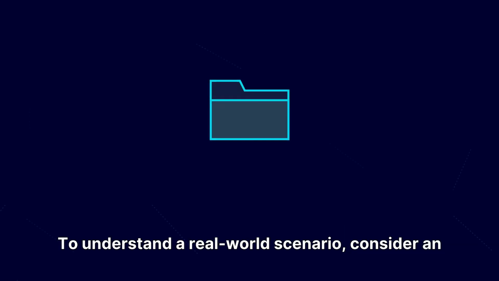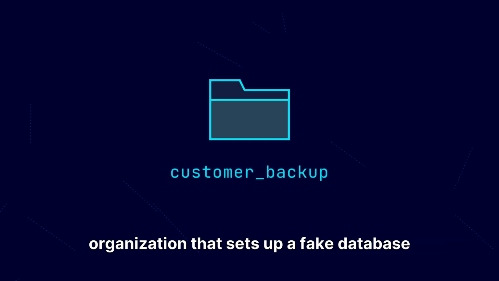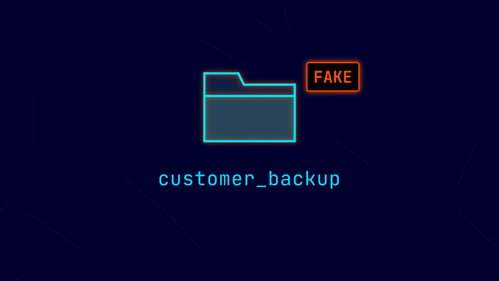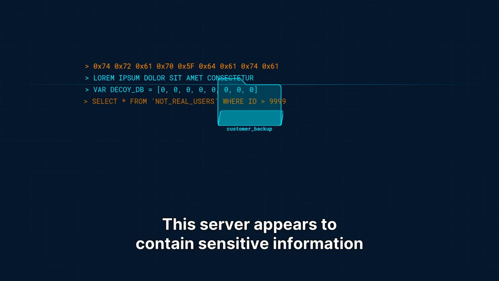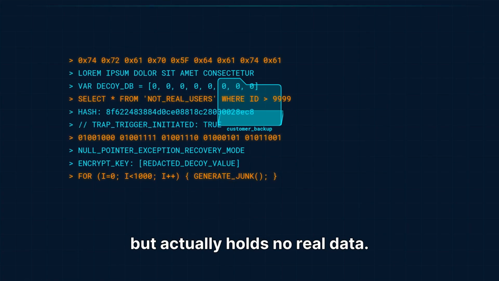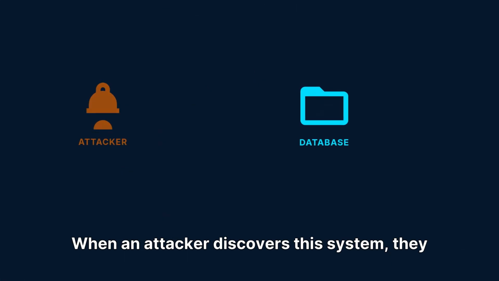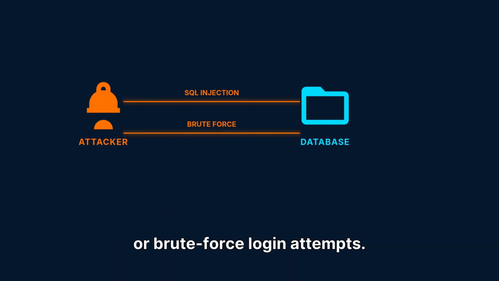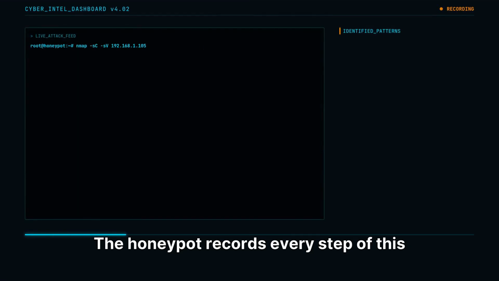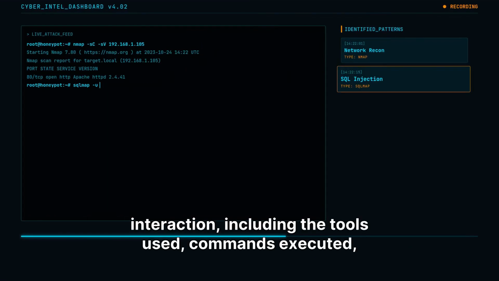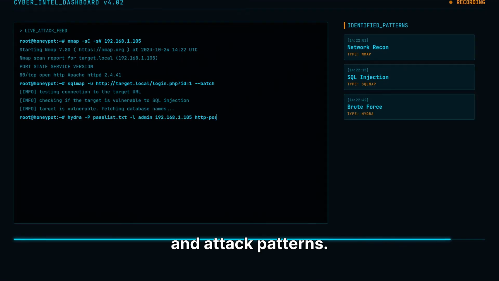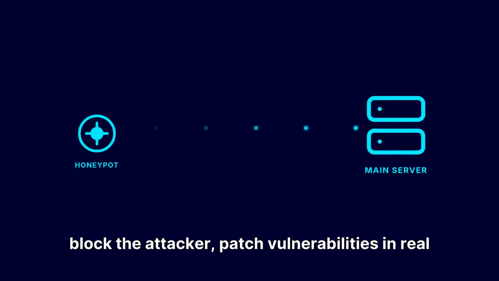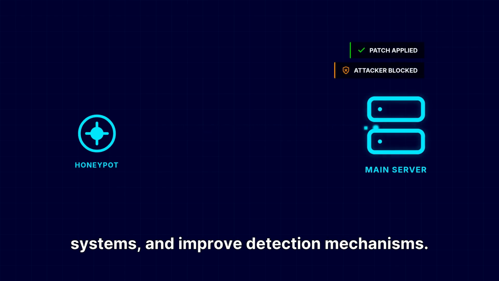To understand a real-world scenario, consider an organization that sets up a fake database server labeled Customer Backup. This server appears to contain sensitive information but actually holds no real data. When an attacker discovers this system, they may attempt techniques such as SQL injection or brute force login attempts. The honeypot records every step of this interaction, including the tools used, commands executed, and attack patterns. This information can then be used to block the attacker, patch vulnerabilities in real systems, and improve detection mechanisms.